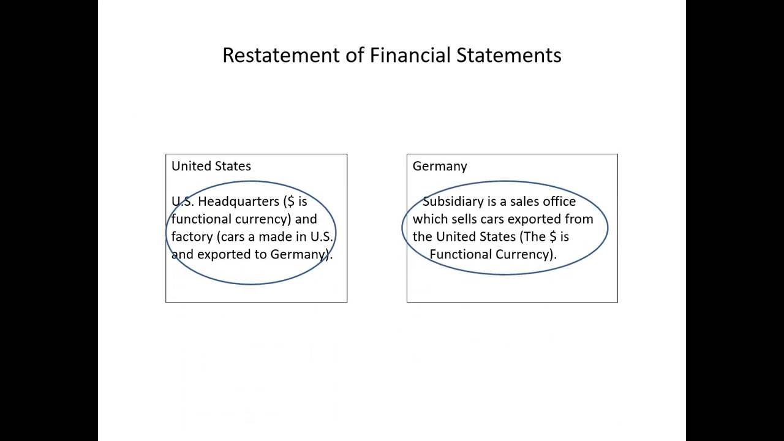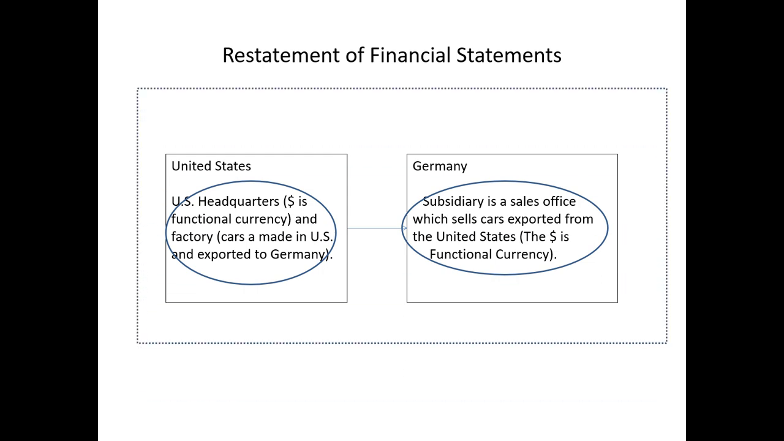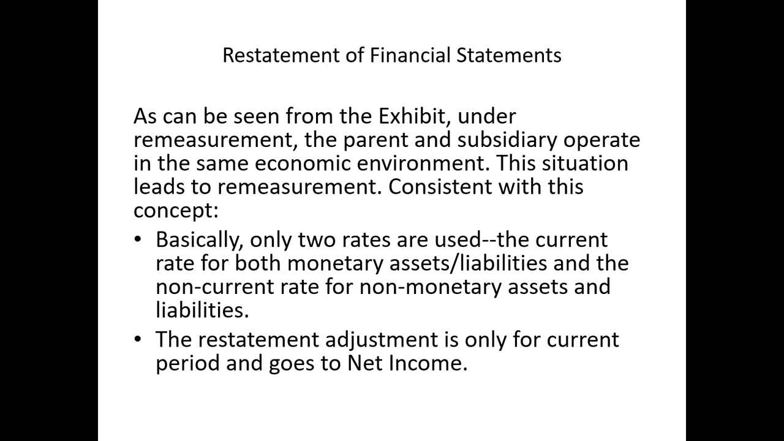And for remeasurement, we looked at this already. The United States uses remeasurement when the foreign subsidiary is a sales office. They don't have their own factories and make things in the other country. It's a sales office, which basically means it's just an extension of the United States company, and both of the companies work in the same economic environment. This is where you use remeasurement.